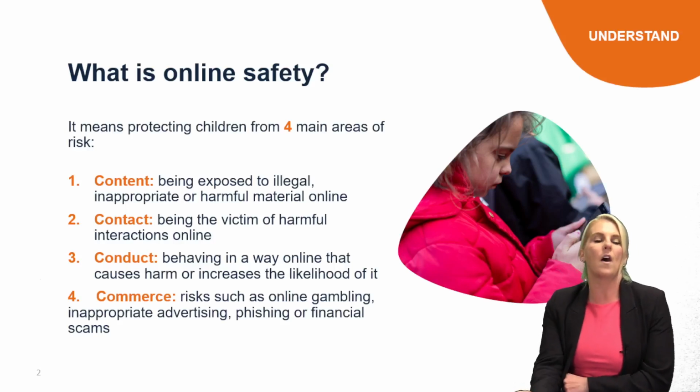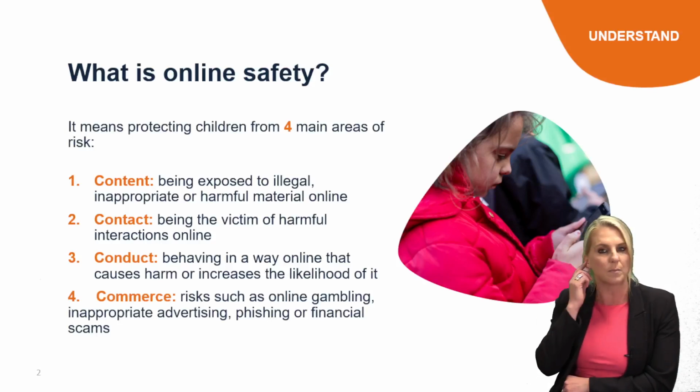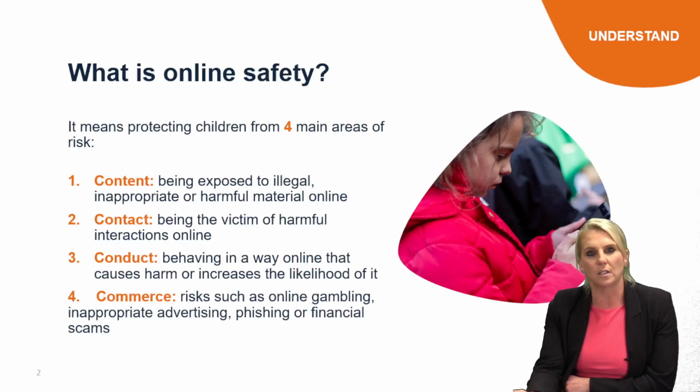Contact. So being the victim of harmful interactions online. This also includes between children and children, so child-on-child abuse, as well as child abuse by adults. Harmful interactions can include things like bullying, grooming, online radicalisation, aggressive advertising, and also pressure to spend money. Around 3 in 10 children aged between 8 and 17 have experienced a person being nasty or hurtful to them online. And online grooming crimes have increased by more than 80% in 4 years. There have been more than 27,000 offences since 2017.